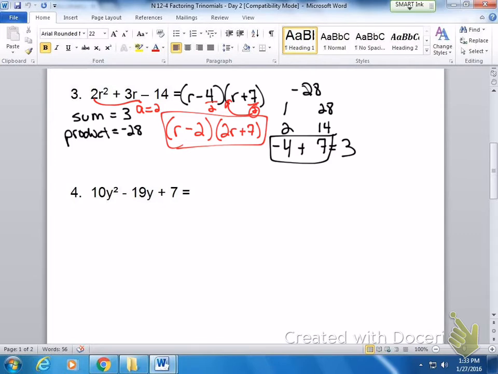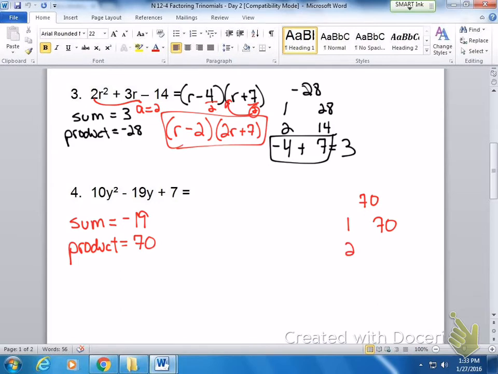Let's look at number 4. Need to make sure it's in the right order, and it is. I need to find my sum, which is my b value, negative 19. I need to find my product, which is a times c. 10 times 7 is 70. So let's break apart our 70. 1 and 70, absolutely not going to work. There's no way to add those or subtract those to get 70.